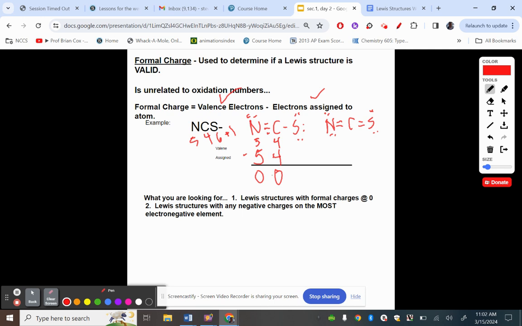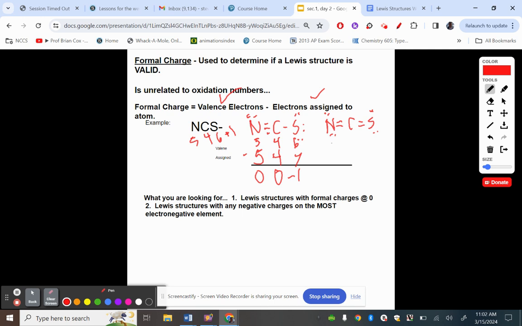And then what you want is you want to do S. So S should have 6. It actually has 7, so it's minus 1. So that's not good. Okay, so you want it to be 0. If it's not 0, it kind of has to make sense. We'll explain what that means in a second. Okay, we're going to go back over here, and we're going to do the same for this other structure.